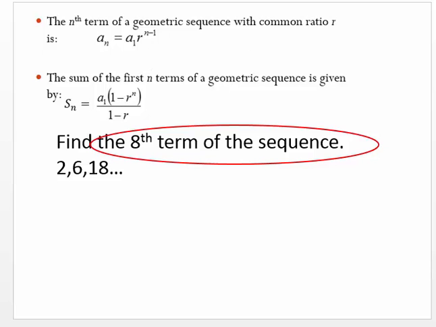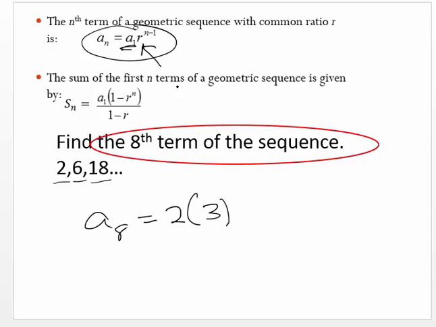So here we go. Let's find the 8th term of this sequence right here, 2, 6, 18. Well, the reason you know it's geometric is because we're not adding a certain number each time, we're multiplying by 3 each time. So to find the 8th term, a sub 8 equals 2 times the common ratio. So a1 is my first term, r is my common ratio, which is 3, to the power of n minus 1. Well, we want to find the 8th term, so I put an 8 minus 1 up here. So I have to take 2 times 3 to the 7th power.